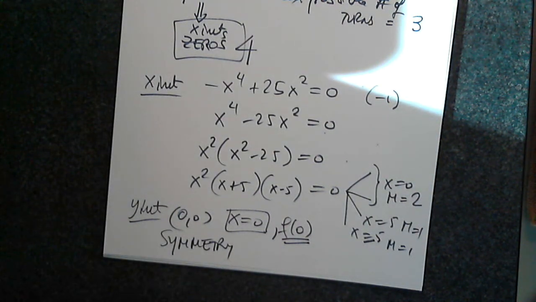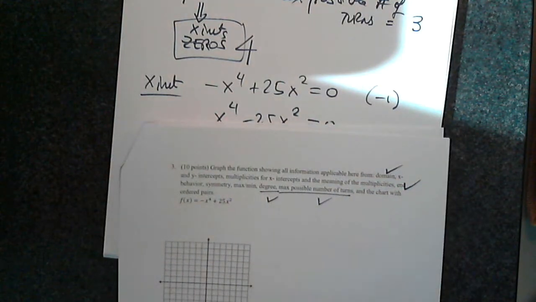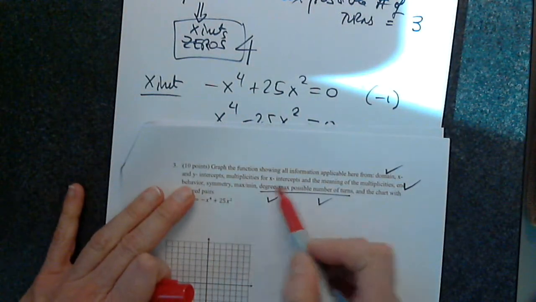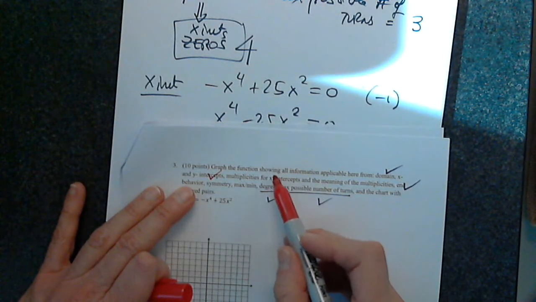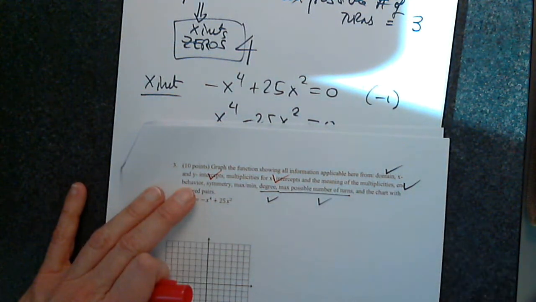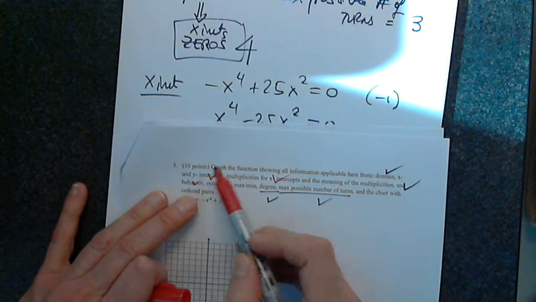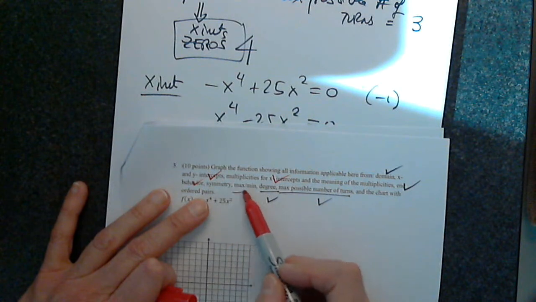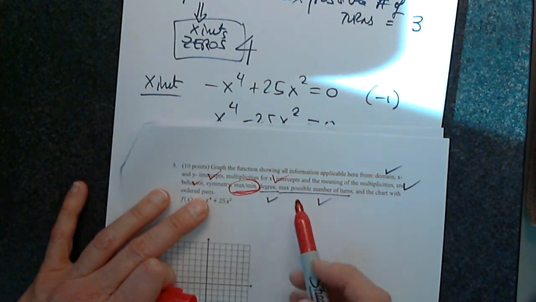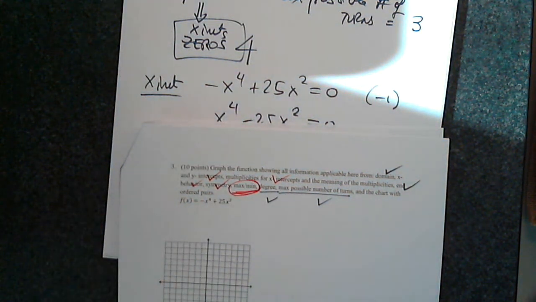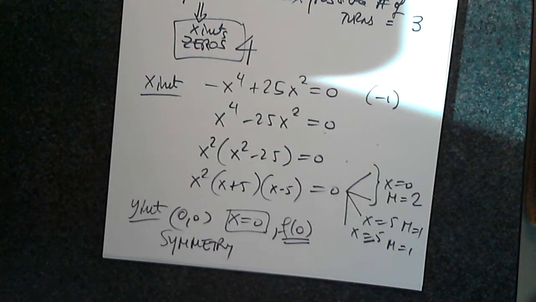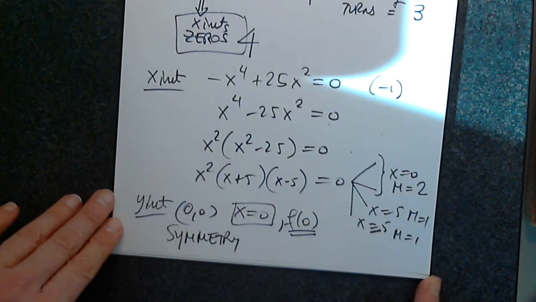And the last item is symmetry, and we're done. So let's see if we checked everything. We have x and y intercepts, yes. We have multiplicities, yes. And their meaning, yes, cross or turn. We have the end behavior, yes. Max and min, with the calculator I cannot determine it. And I have the symmetry right now. Everything is done. We can graph it.